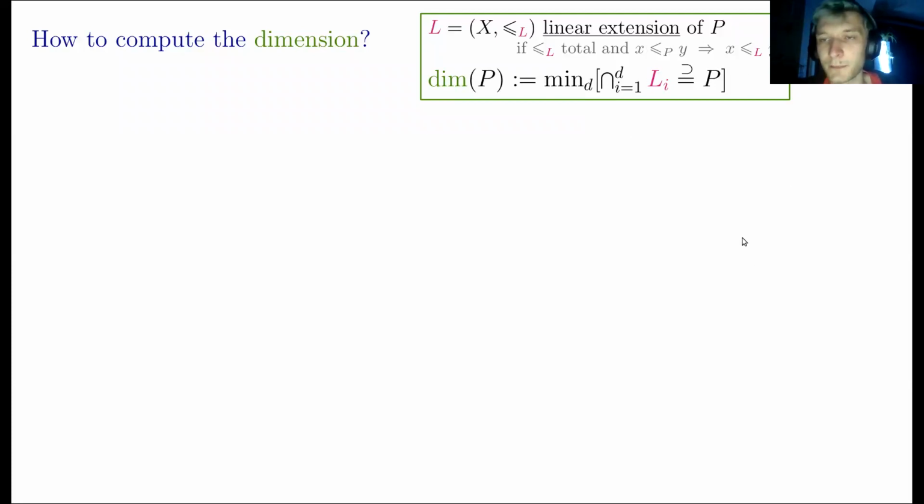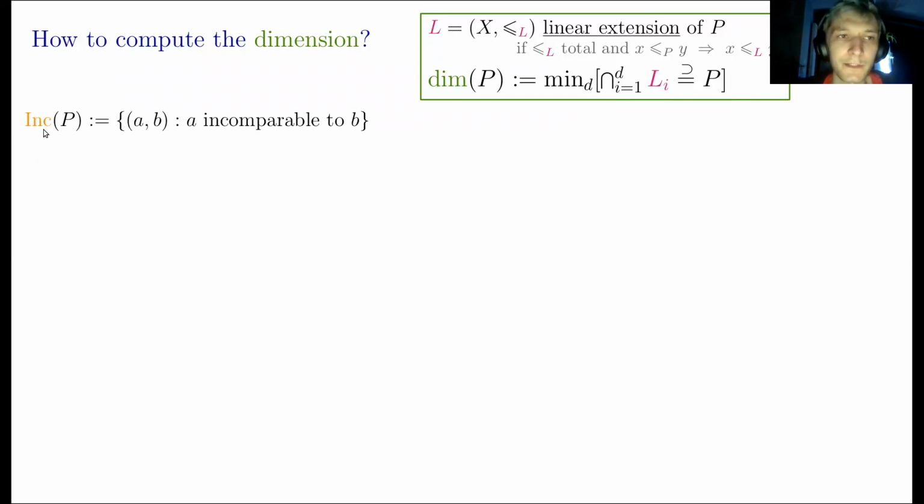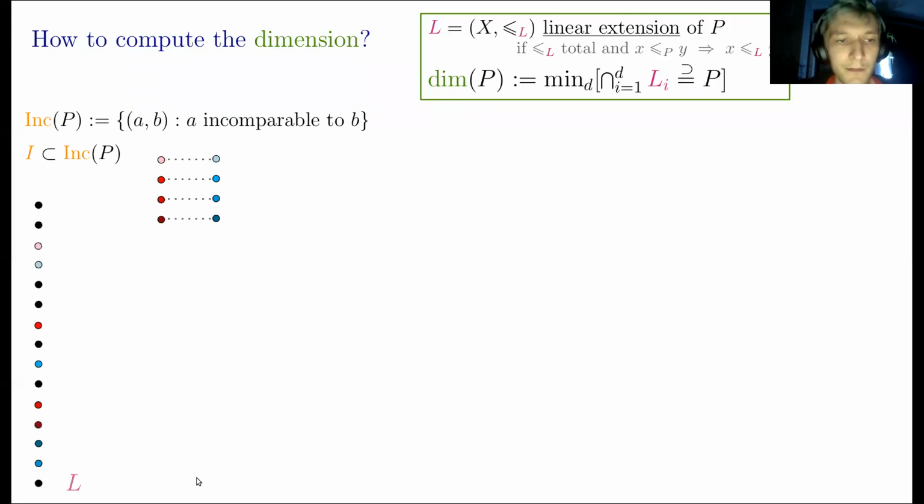But now let's do it in some other way. Let me define inc of P as all incomparable pairs in P, such that A is incomparable to B. And let me show you an example. So I have some E, which is a subset of incomparable pairs, and those are these red-blue pairs. Red are A's, blues are B's, and I take some linear extension. So black elements in this extension are the other elements, and I have all of these reds and blues in this extension.